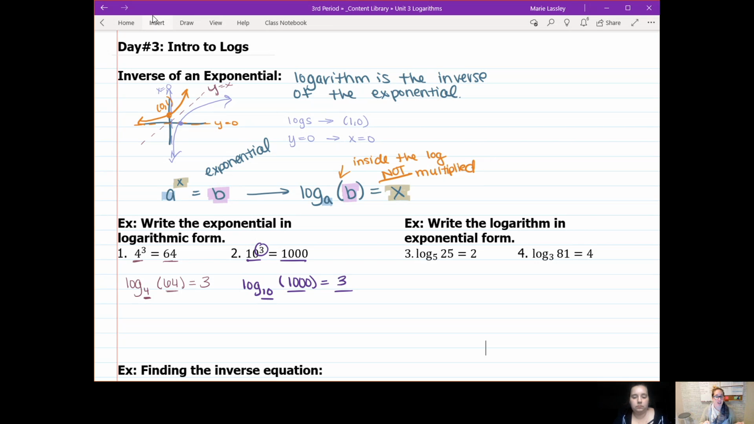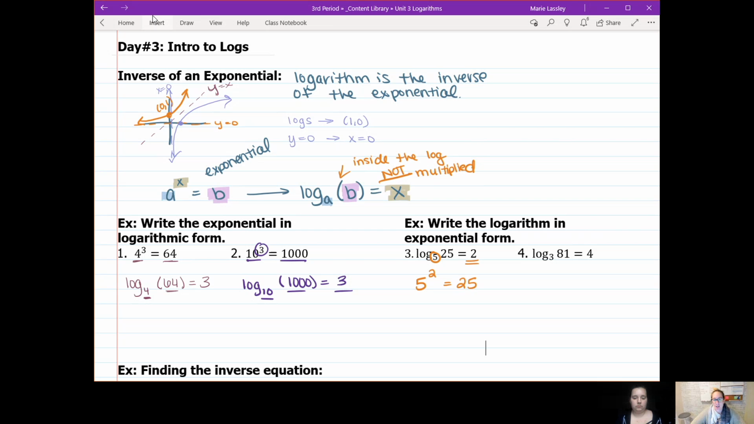So that is how you go from exponential form to log form. Now we're going to do the reverse. The second set of examples is going from log form back to exponential form. Let's check out the first one. We have our subscript or our base of 5. When we're writing this in exponential format, that is our base number. What it's equal to is the exponent of our exponential. And then what's inside the log is what our exponential is equal to.